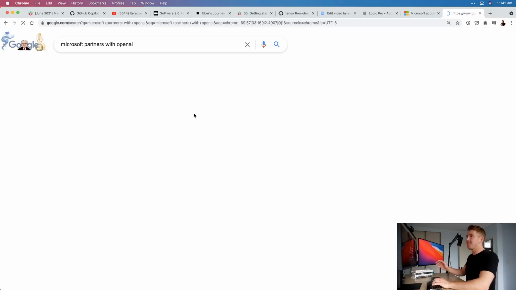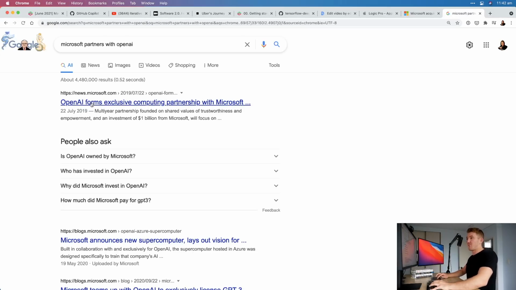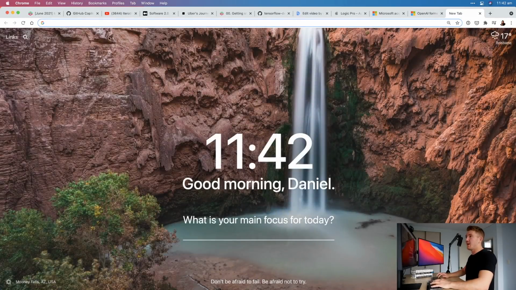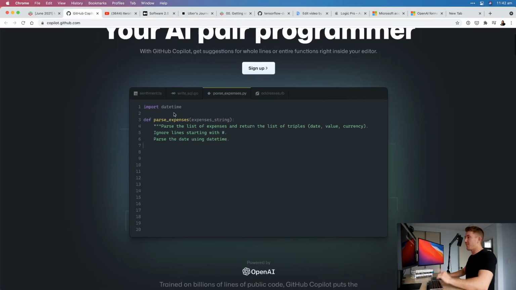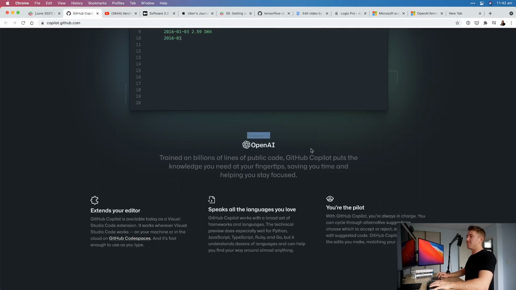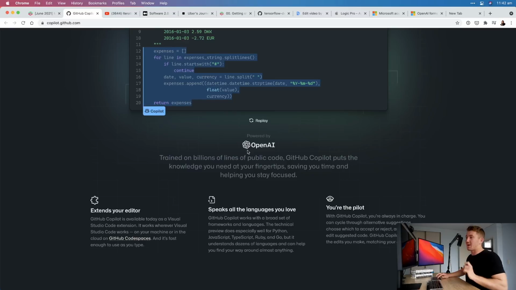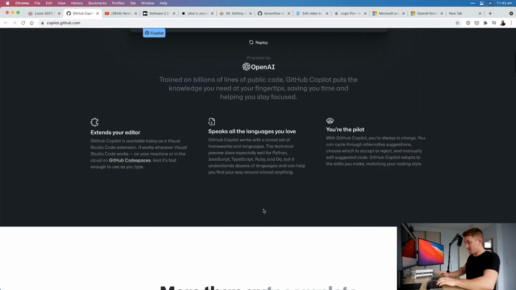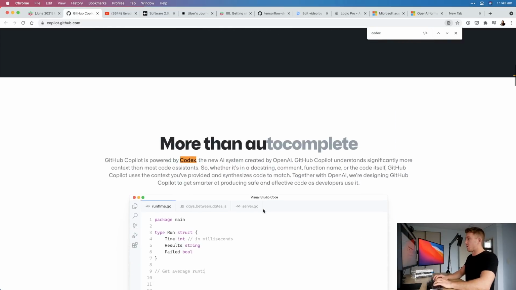with OpenAI. OpenAI forms exclusive computing partnership with Microsoft. And then the final nail in the coffin is, we don't even have to search for anything. Boom. GitHub Copilot is powered by OpenAI. I believe it's called Codex, which is a cool name. Yeah. So GitHub Copilot is powered by Codex. I think it'd be very similar technology to what GPT-3 is using.